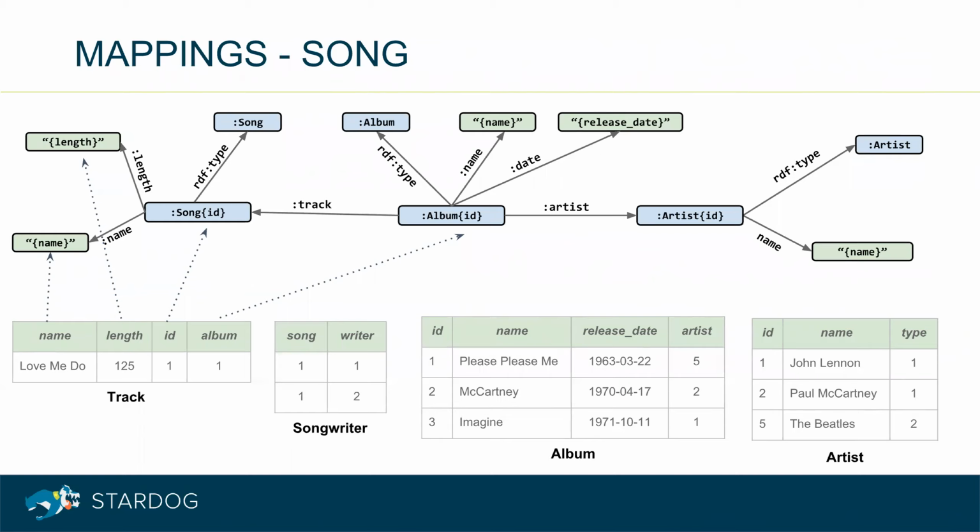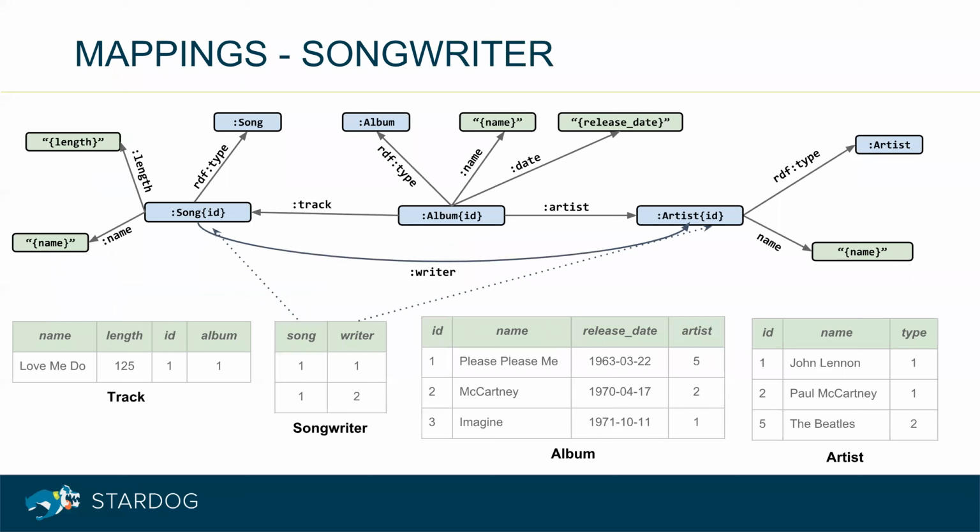And one thing you'll notice here as we are creating all these mappings, the implicit graph structure in the relational model becomes explicit links between the nodes in the RDF graph. Okay, finally, we have the songwriter table, which is quite different than the other tables, because the rows in this table do not represent an entity.